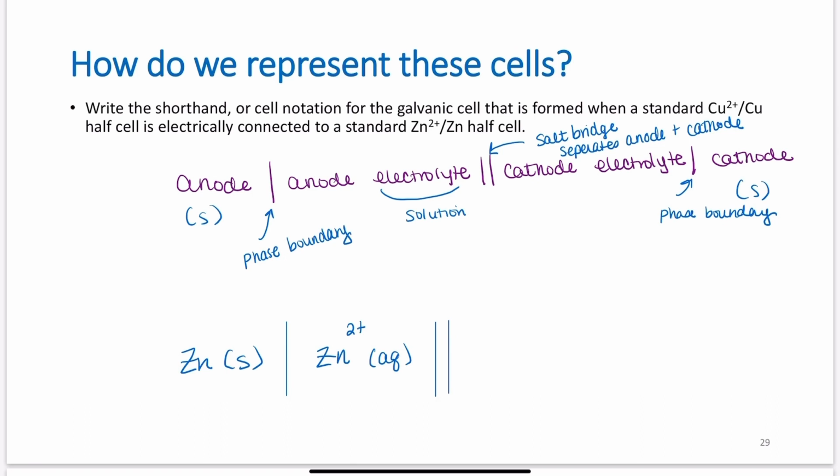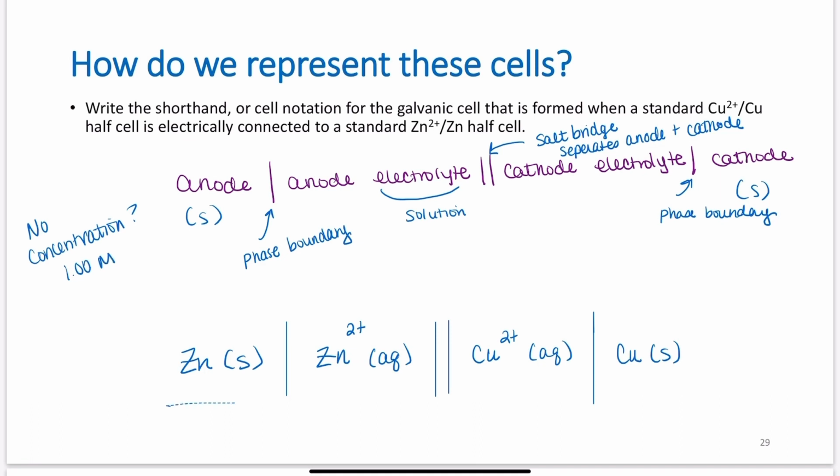I'm going to write my salt bridge, and then what do I have on the other side? On the cathode side, I had copper 2 plus aqueous, phase boundary, and copper solid metal. Note, I did not write any concentrations here. If you do not write concentrations, you are implying that you have a 1 molar solution. 1 molar is standard, the standard conditions for an aqueous solution. So no concentration. You are implying 1 molar.